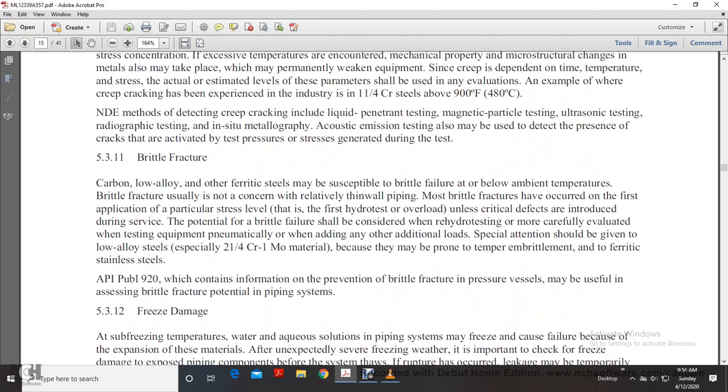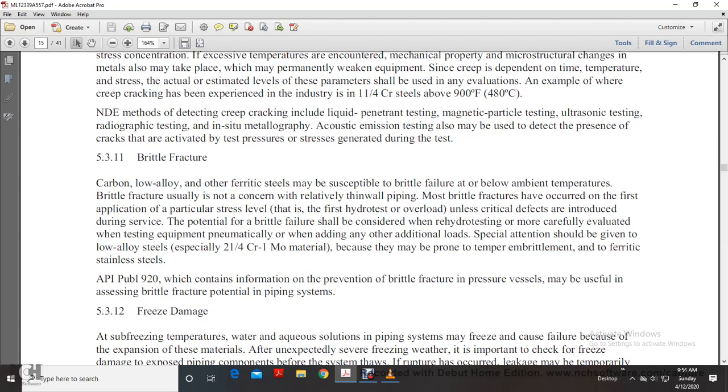Brittle fracture. Carbon, low alloy, and other ferritic steels may be suspected of brittle failure at below ambient temperature. Brittle fracture usually is not a concern with relatively thin wall piping. Brittle fractures have occurred with the first application of a particular stress level, such as the first hydro test overload, unless critical defects are introduced during service. Potential brittle fracture failure should be more carefully evaluated for re-hydro testing.